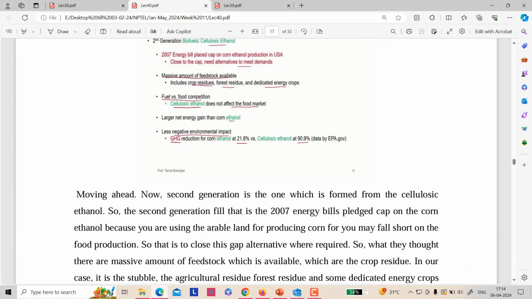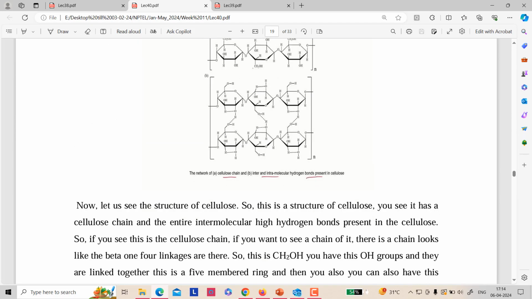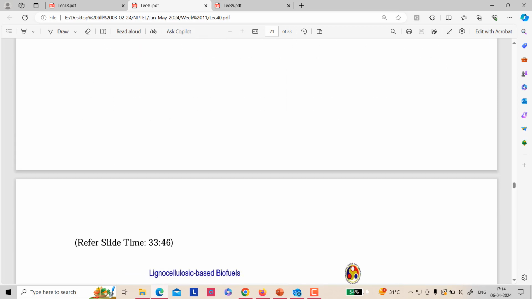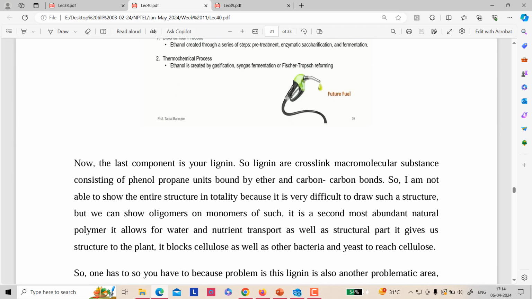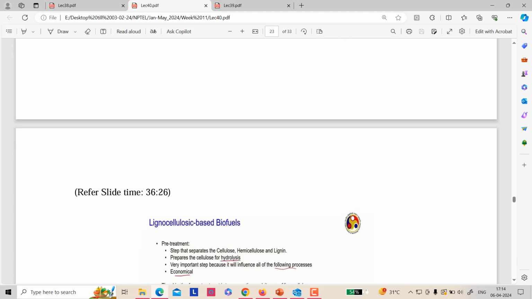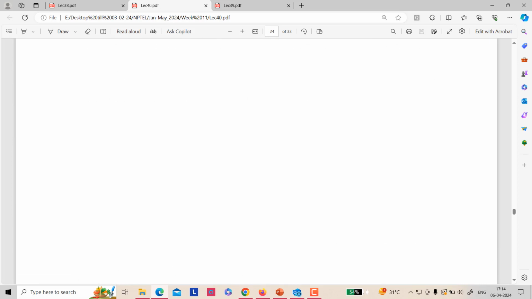Next comes the lignocellulosic-based biofuels. In lignocellulosic-based biofuels, there are three components: lignin, cellulose, and hemicellulose. So they need to be treated separately.